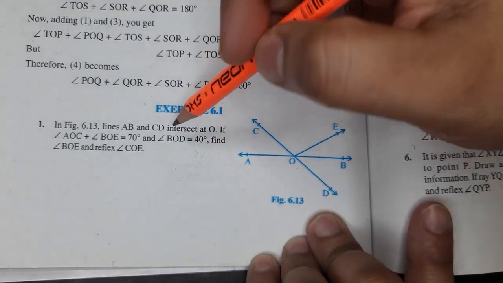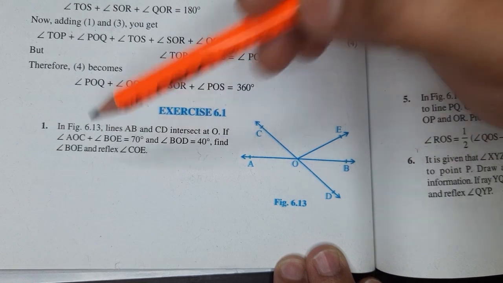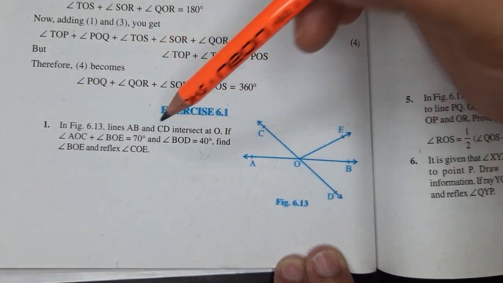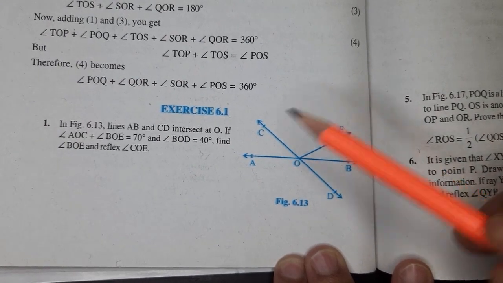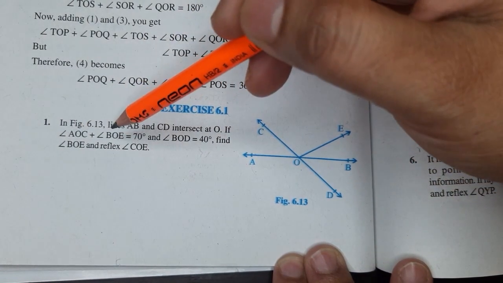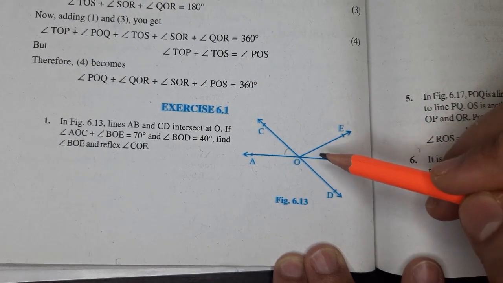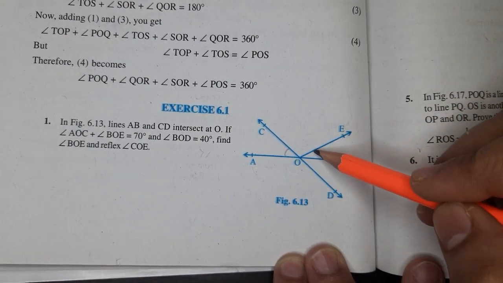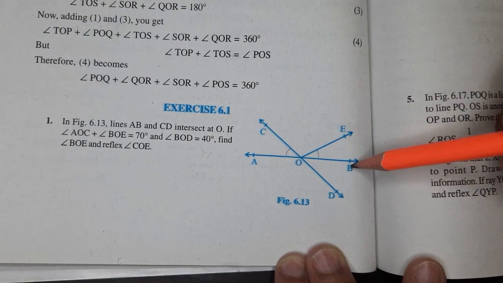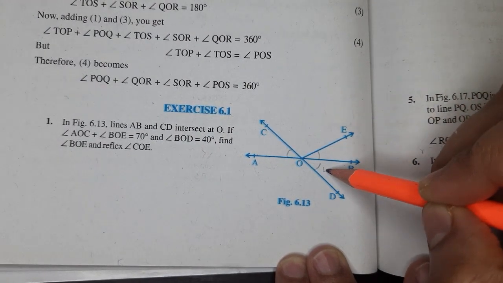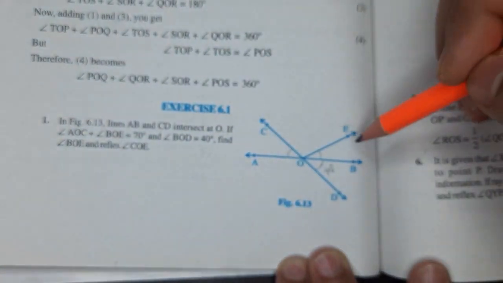Let us look at the first exercise, exercise 6.1. In figure 6.13, which is this figure, line AB, this line, and CD, they intersect at O. If angle AOC and BOE, so AOC, this angle, plus BOE, which is this angle, the total of these two is 70, and they have given BOD as 40. Okay, find BOE.